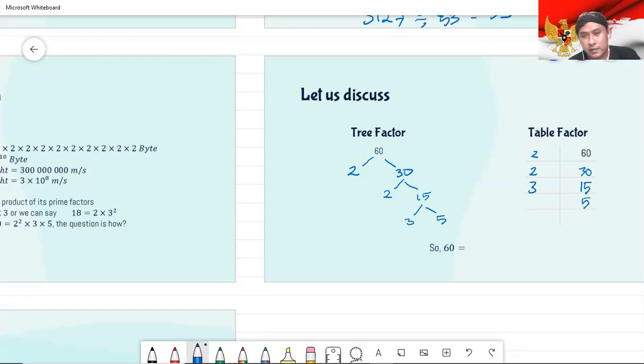Now, from this factor tree and table of factors, we may conclude that 60 equals 2 times 2 times 3 times 5, or we can write it as 2 squared times 3 times 5. This is what we call the building blocks. Now, you may choose one of these methods to find prime factorizations.